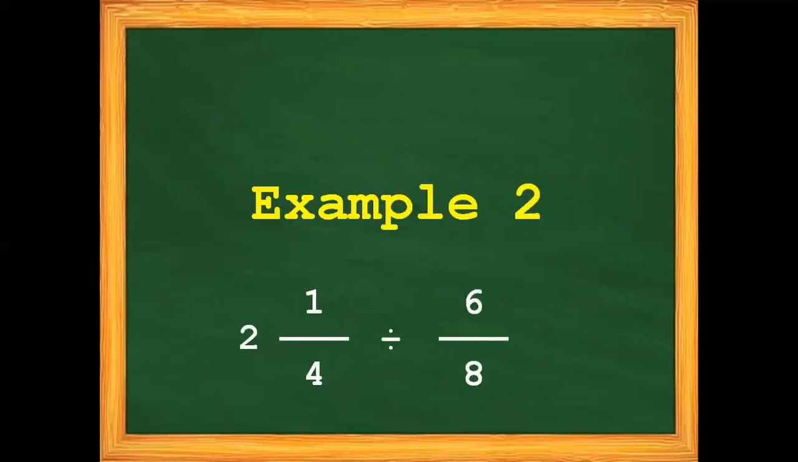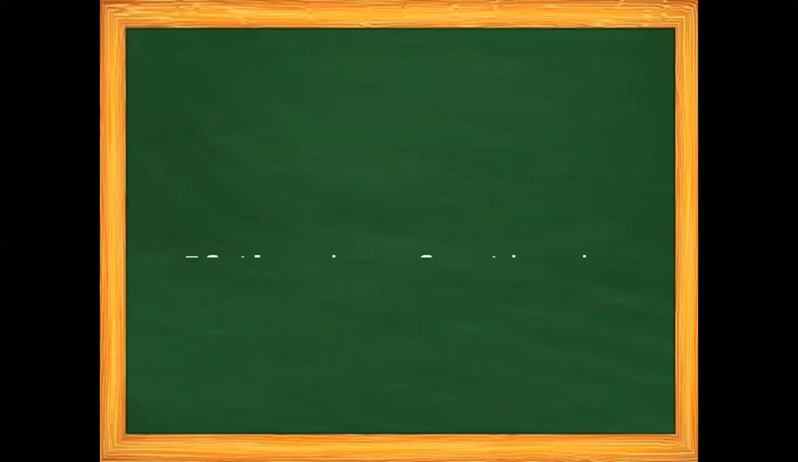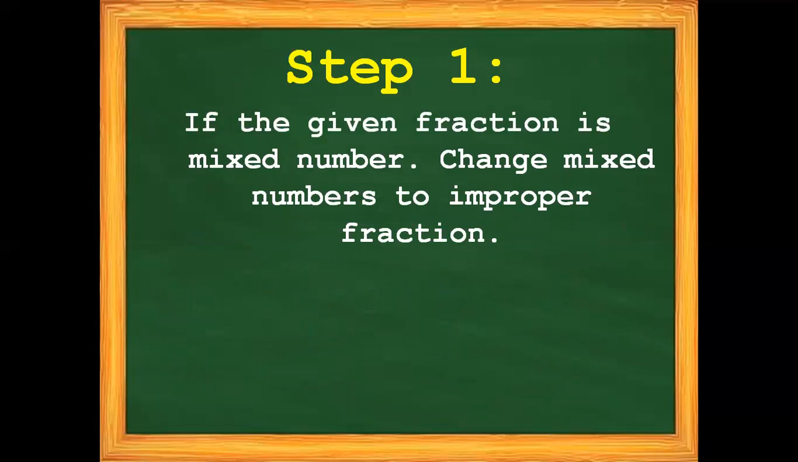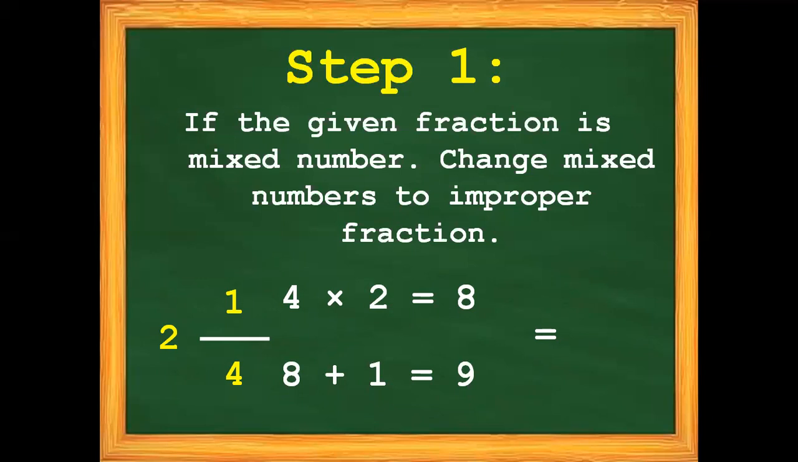Let's proceed to example number 2. We have 2 and 1/4 divided by 6/8. Step number 1, if the given fraction is a mixed number, change mixed numbers to improper fractions. In this case, our mixed number is 2 and 1/4. So let's change 2 and 1/4 into an improper fraction. First, 4 times 2 will give us 8, and 8 plus 1 will give us 9. So the improper fraction is 9/4.